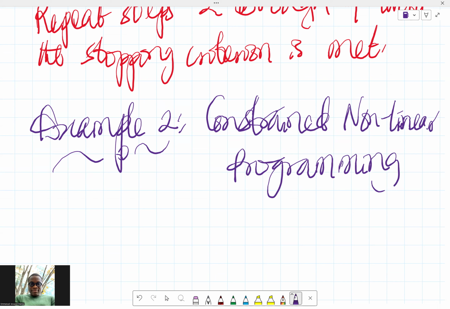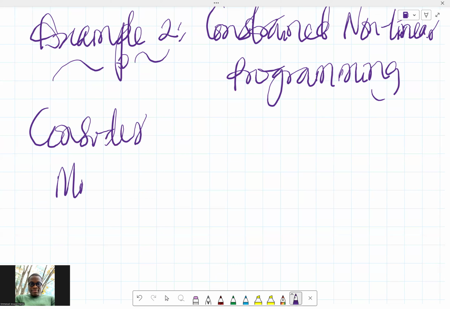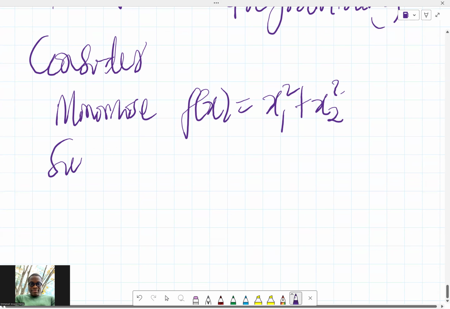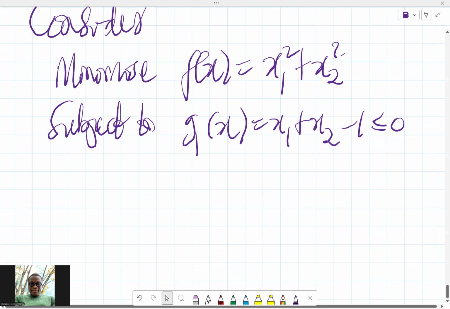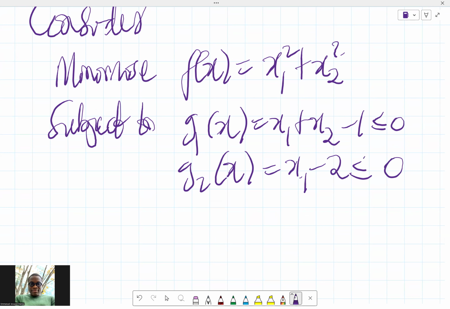Okay. So here now, consider to minimize f of x equals x1 squared plus x2 squared subject to g1 of x equals x1 plus x2 minus 1 less than or equal to 0. And then you have g2 of x equals x1 minus 2 less than or equal to 0.